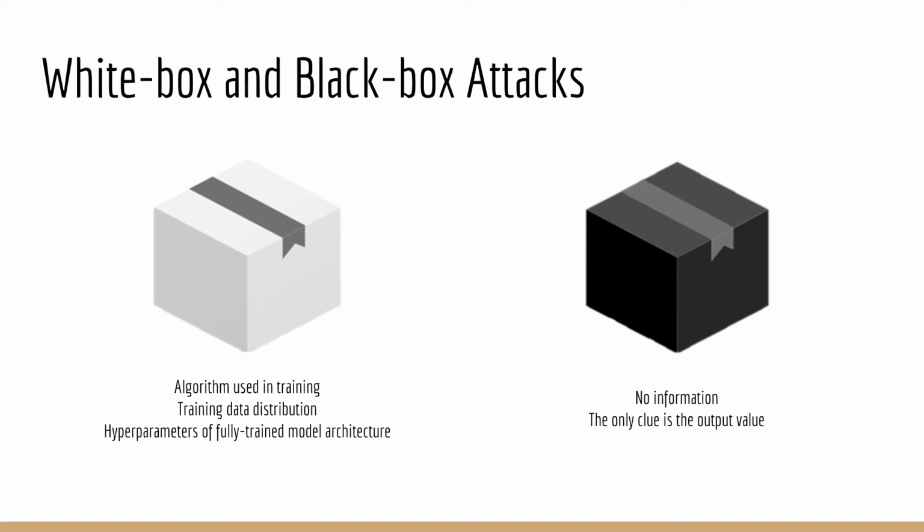Because there is no clue to the internal structure, the only way to attack is to observe the outputs obtained by injecting the manipulated inputs and figure out the optimal manipulation to cause misclassification for DNN.